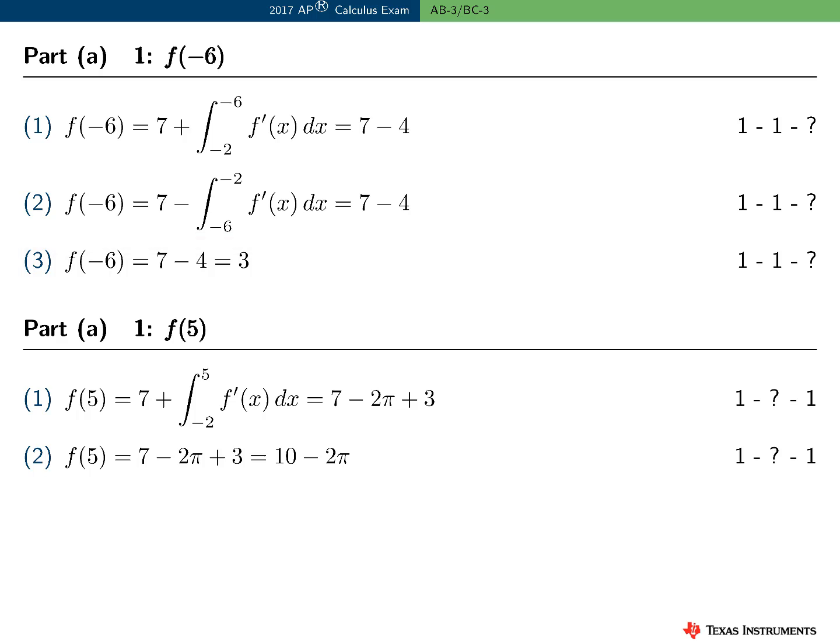The last point in part A was for finding the value of f of 5, and here are 2 specific examples. In the first case, the student has used the initial condition and provided the correct numerical answer. They would earn the first point and the third point in part A. In the second example, the student has used the initial condition also and provided the correct numerical answer. Note that the last step isn't necessary to earn the third point. The student could leave this as 7 minus 2 pi plus 3 because, well, that's a correct numerical answer.